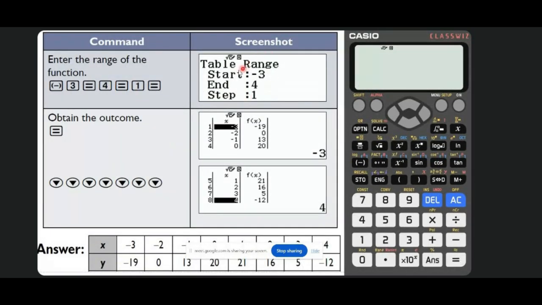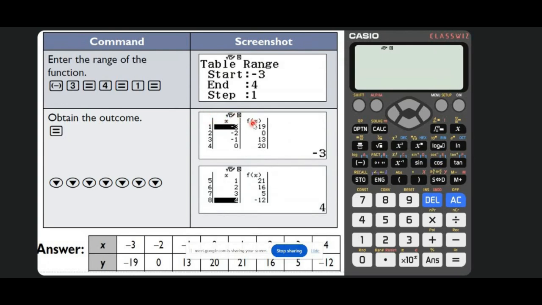So the starting point is negative 3, the end point is 4. The step means the difference between the values. Negative 3 and negative 2, the difference is 1. So the step is 1. Key in negative 3 equal, then 4 equal, 1 equal. After that, you press the equal sign again, and you will get something like this on your screen.